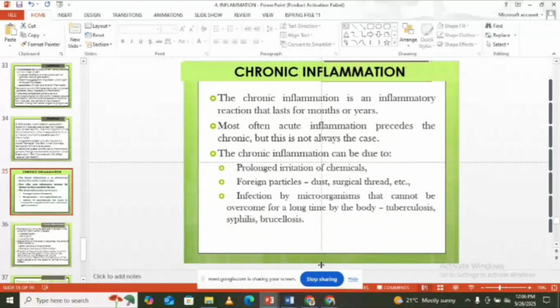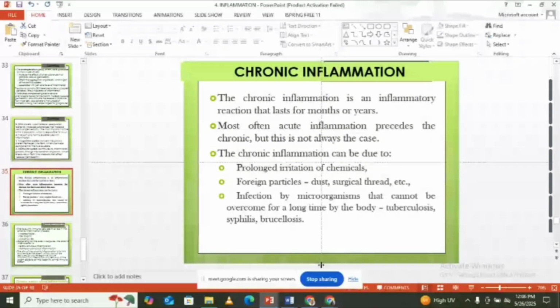So all those systems, of course, plus the chemical mediators, are involved in making sure that the inflammatory response is effective. Then we have chronic inflammation, which again is a type of inflammatory response that is prolonged and persistent. It can last from weeks to months to years.